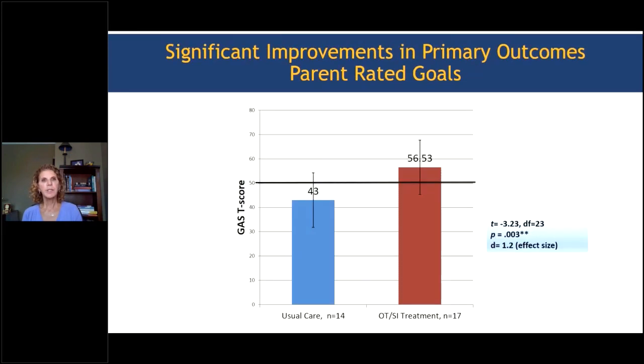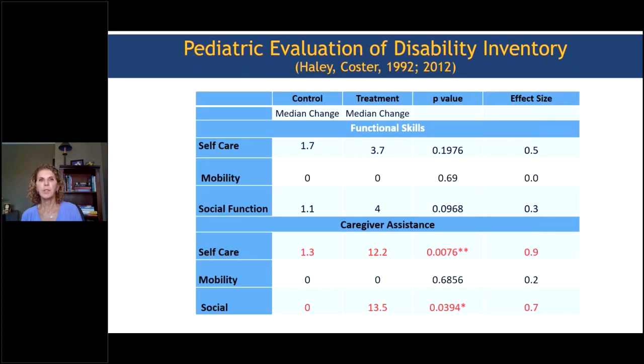So I'll show you a little bit about the findings from that, where we compared the children in the control group to the treatment group using goal attainment scaling on parent-identified goals, and we found that there was a significant increase in goal attainment in the children who received occupational therapy using Ayres Sensory Integration, with a fairly strong effect size of 1.2, showing that the findings were substantial.